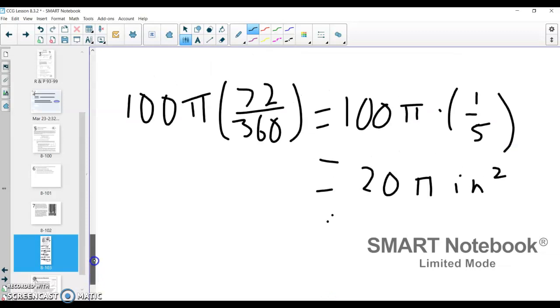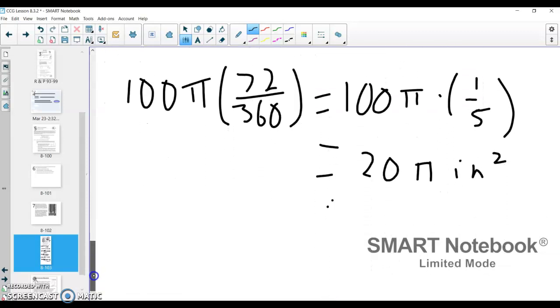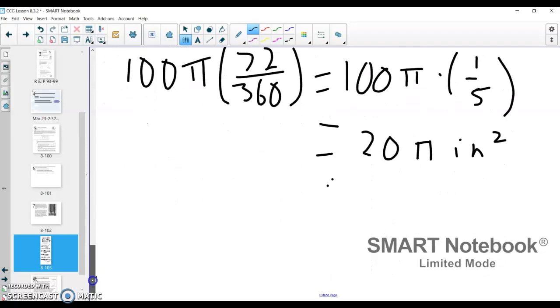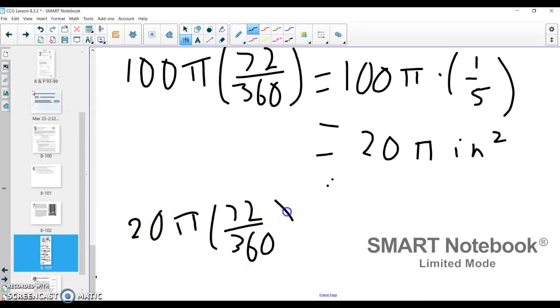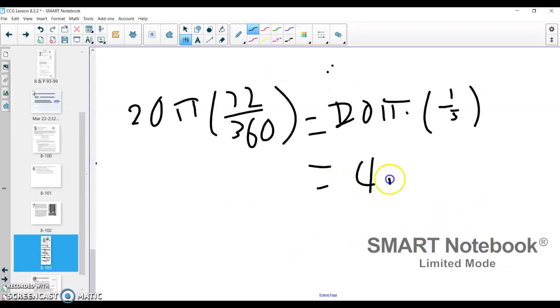All right. Now we want to find the length of its crust, which is going to work with, instead of area, circumference. And the circumference I said was 20 pi. And so you take 20 pi, multiply it by the 72 out of 360, because that's the portion that we're looking for. This reduces to 20 pi times 1/5, just like the last one did. And then this reduces down to 4 pi, and that's inches because we're talking about crust or the circumference, not inches squared because we're not talking about an area at this point.